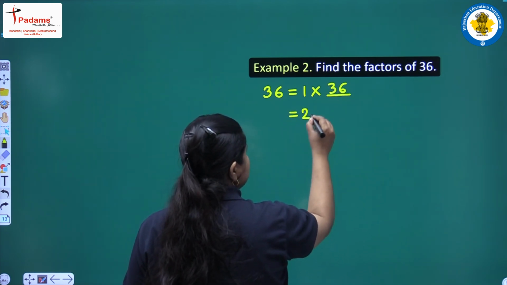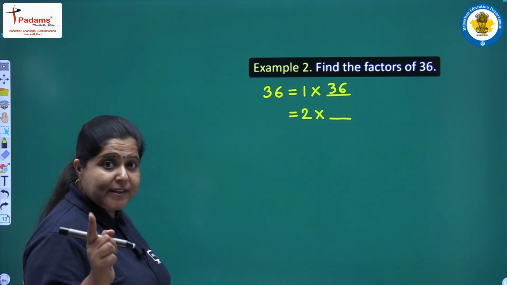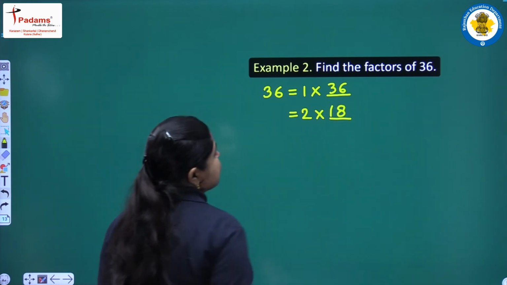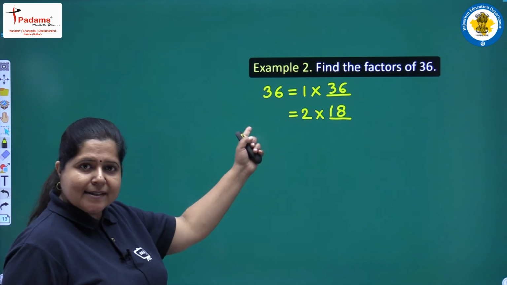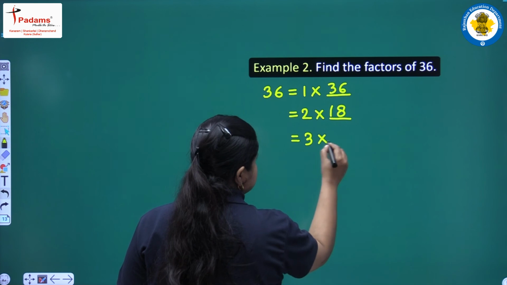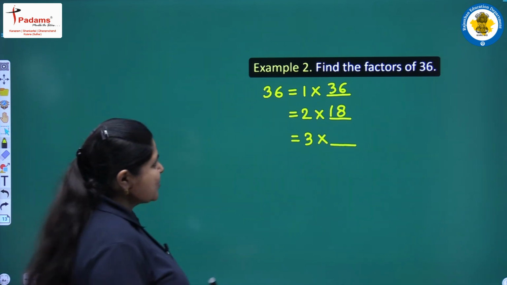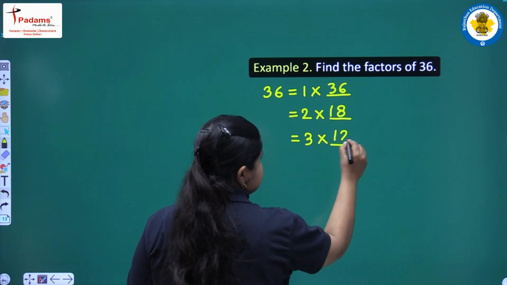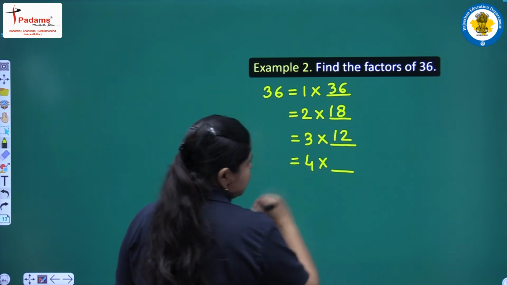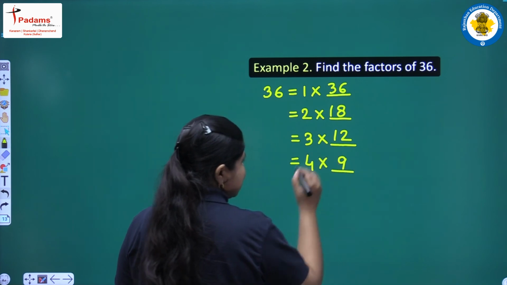Then 2 into what is 36? 18 2s are 36. You should be learning the tables also. You should be knowing the tables. So, 2 18s is 36. Then what should be multiplied by 3 to get 36? Yes, it is 12. 12 3s is 36. Then what should be multiplied by 4 to get back 36? It is 4 9s are 36.